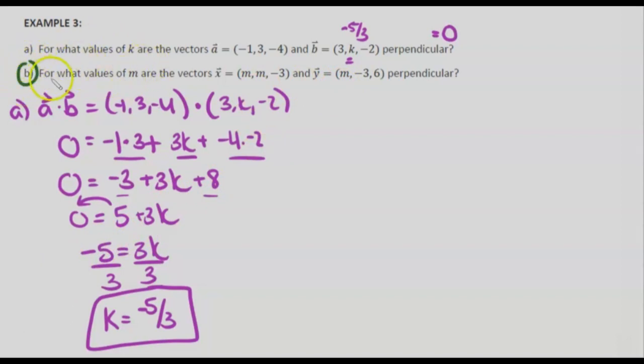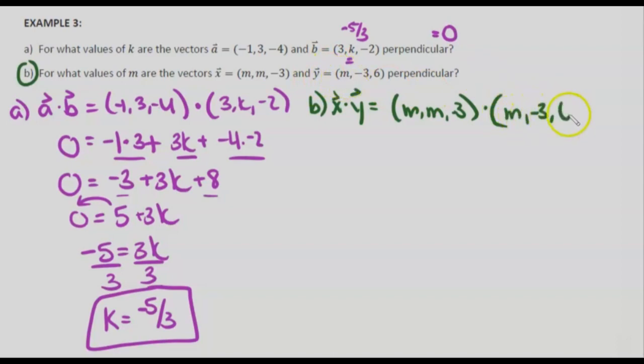Now, B is the same idea. For what values of m are the vectors x and y perpendicular? So let's do x dot y. So vector x is m, -3, dot vector y, which is m, -3, 6.